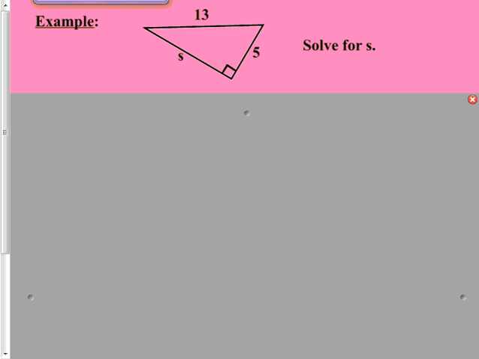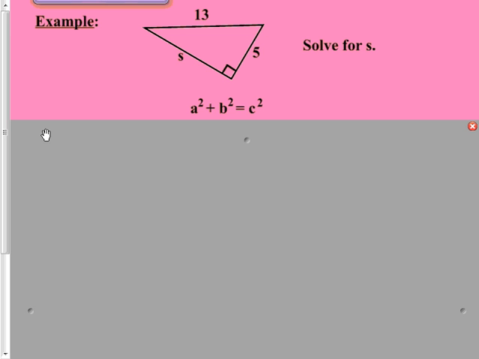In this case, we have another right triangle. That's good. That's the hypothesis of the Pythagorean theorem if your figure is a right triangle. Yes, it is. That allows us to use the Pythagorean theorem. We have 2 side lengths, 5 and 13. We have a missing side length, s. Now we're going to write down our Pythagorean theorem without anything plugged into it. A squared plus b squared equals c squared.